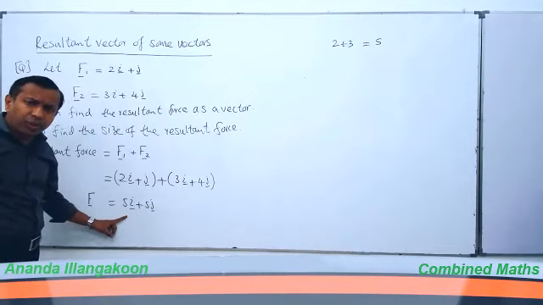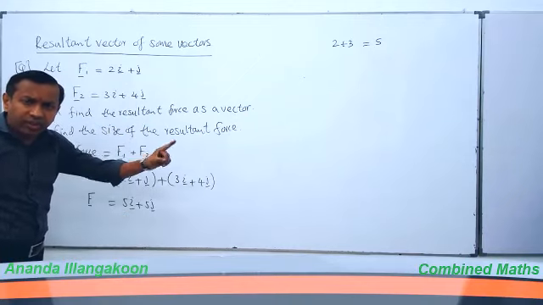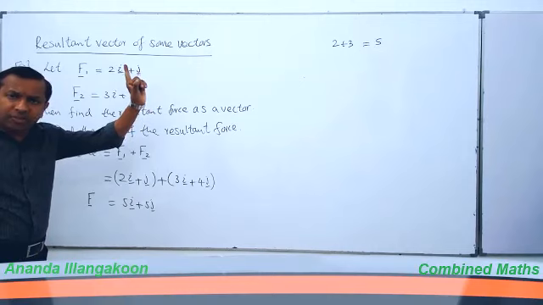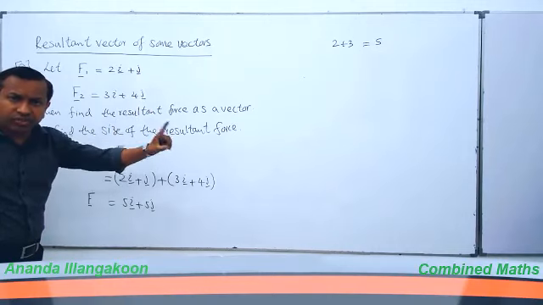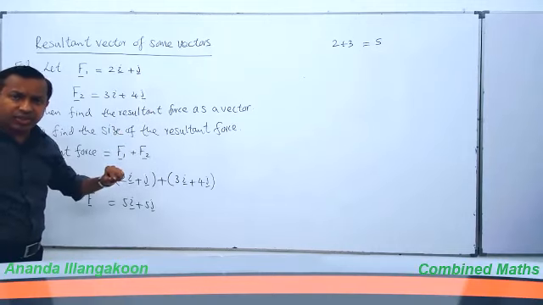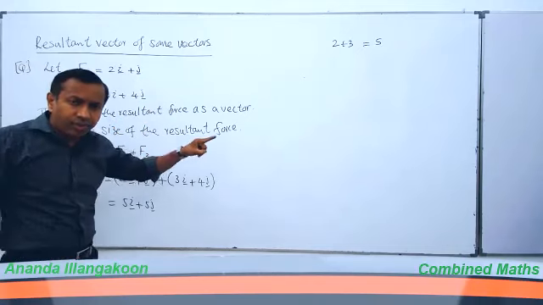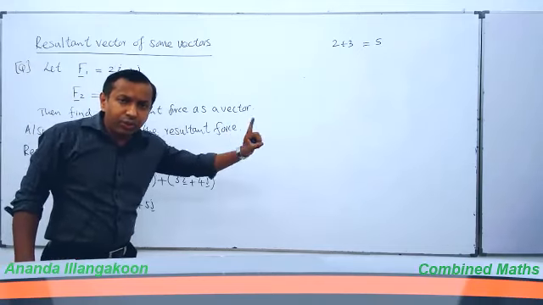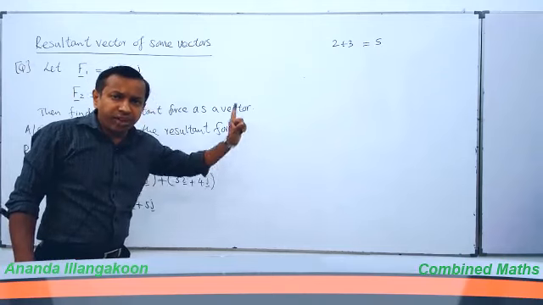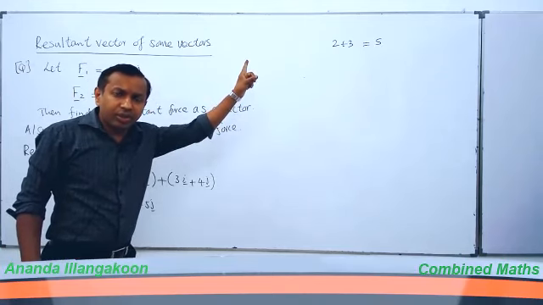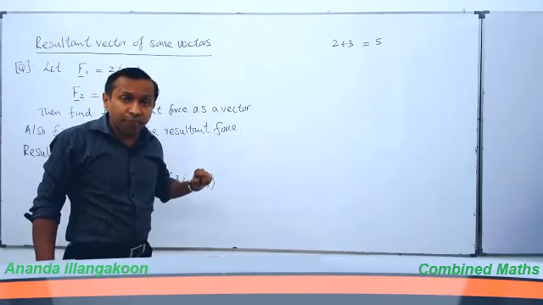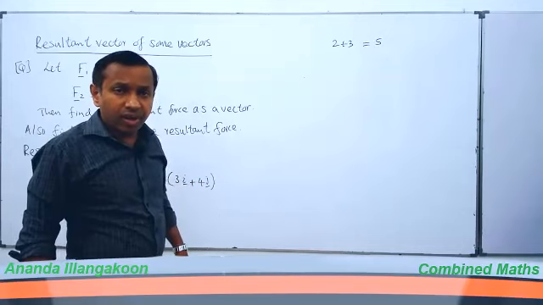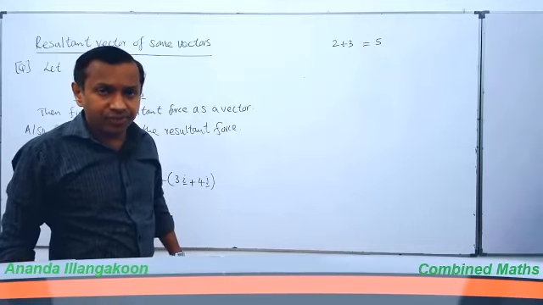Then how do we understand this 5i plus 5j? i means rightward, j is upward, see? i is along the x-axis, j is along the y-axis. Then in the direction of x, 5 Newton, and in the direction of the y-axis, another 5 Newton. They are the components of the force.